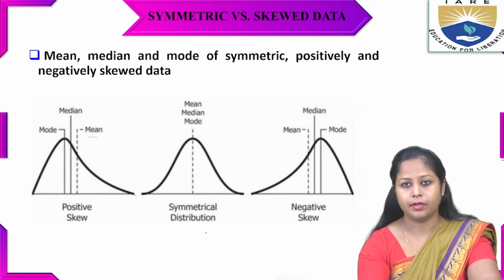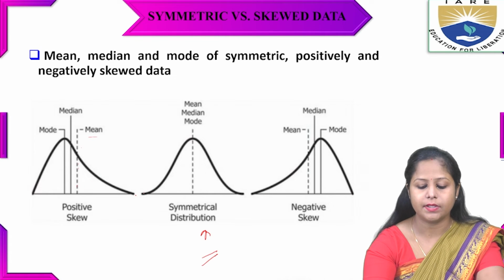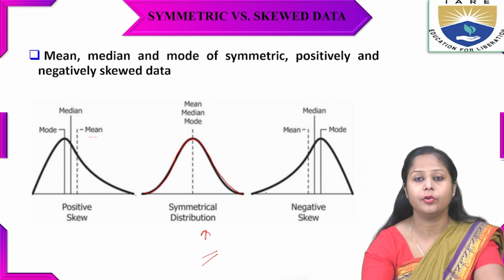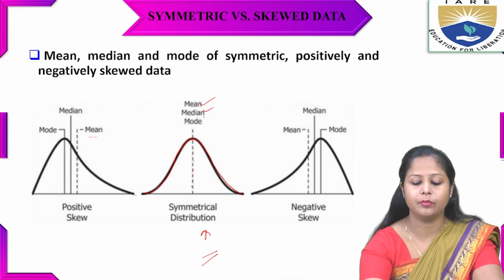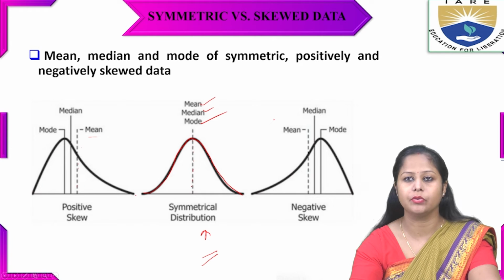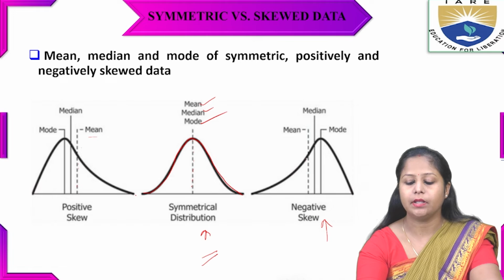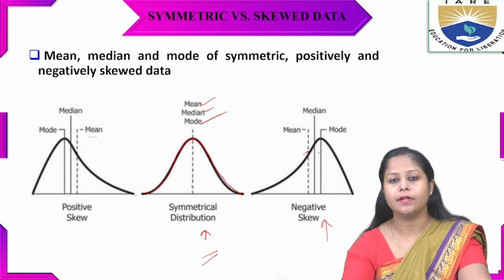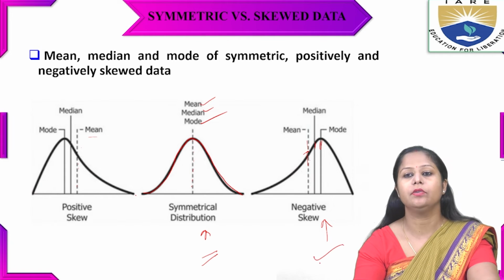In this one we have a symmetrical distribution of the data because it has this type of flow. In the middle we have the mean, median and mode; the mean, median and mode will be the same in the symmetrical distribution. Then there is negatively skewed data. In this type of data, the mean lies on the left-hand side of the data, followed by the median and mode. So that is the negatively skewed data.